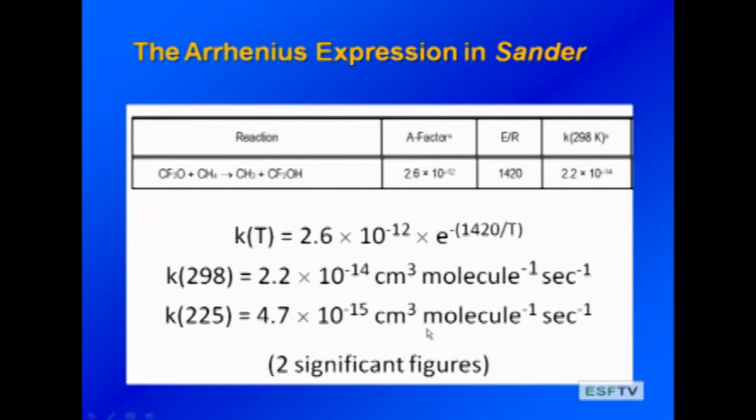A brief note about significant figures. The Arrhenius pre-exponential factor here is always listed with at most 2 significant figures. So we keep 2 significant figures when we report rate constants here.